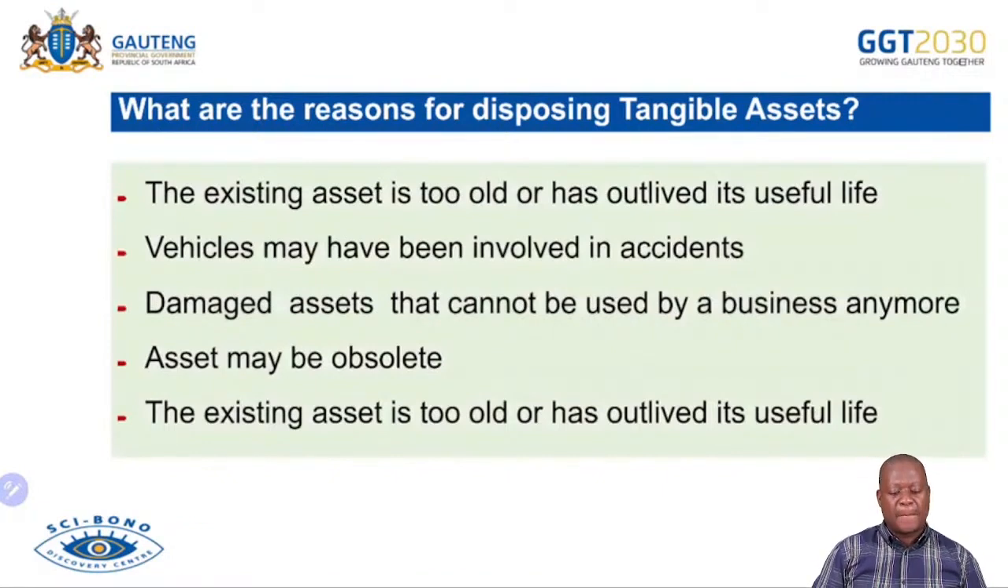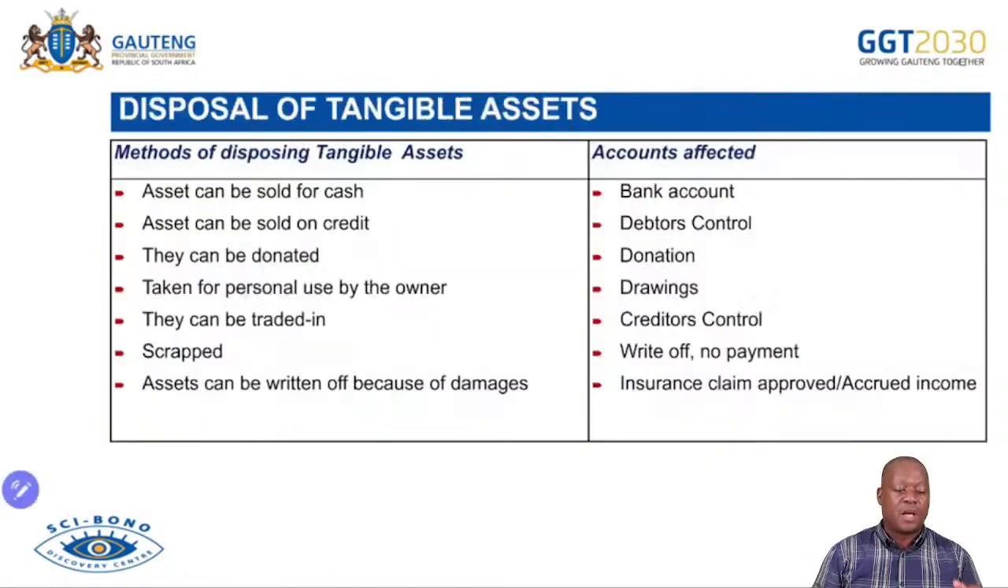The asset may also be obsolete. An asset that is still there, still functional, but it's no longer compliant to our requirements or our needs. And then the existing asset may be too old, or it has outlived its useful life, as indicated in the first bulletin. Okay, now, how do we dispose and where do we record such a disposal?